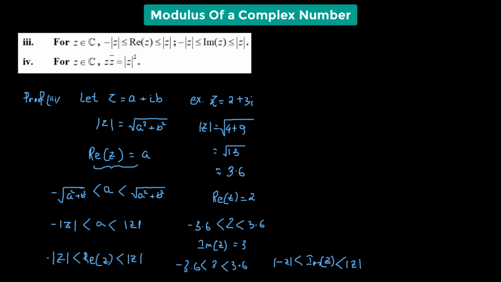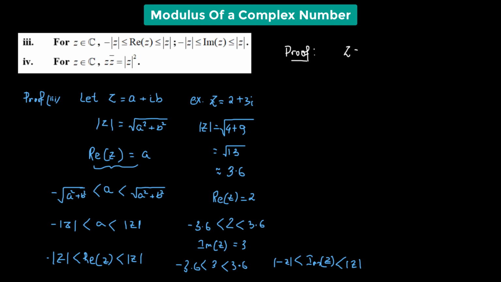Now we go to proof number 4. Let me change the color. Proof number 4 is a very important proof. It has countless applications that we will find in later parts of this section. It's given that for a complex number z, the product of z with its conjugate is a real number, and it is the square of its absolute value.